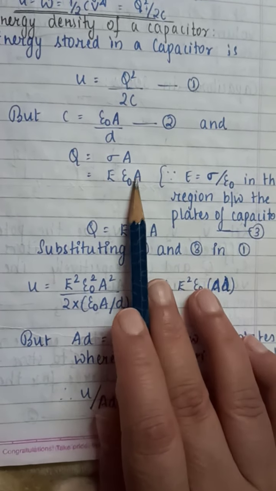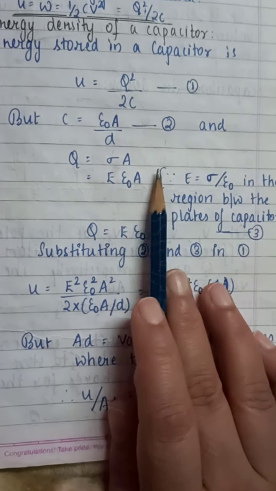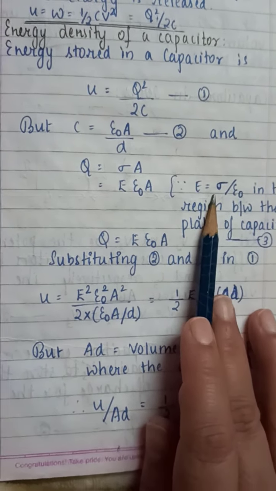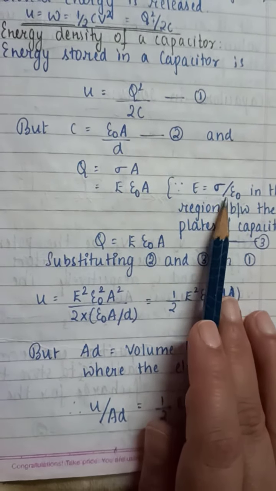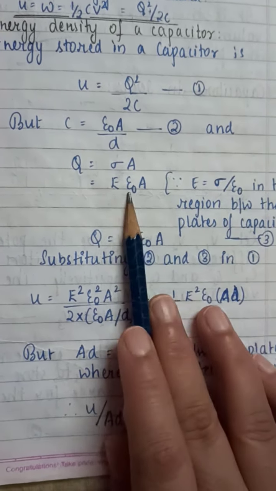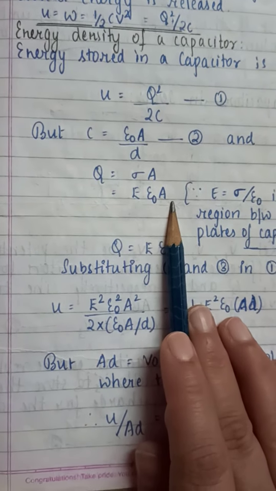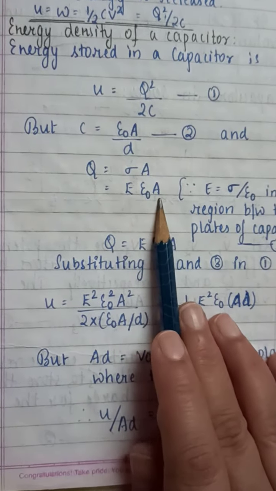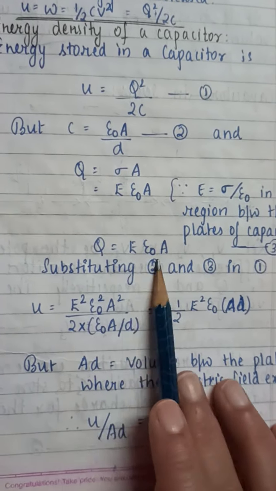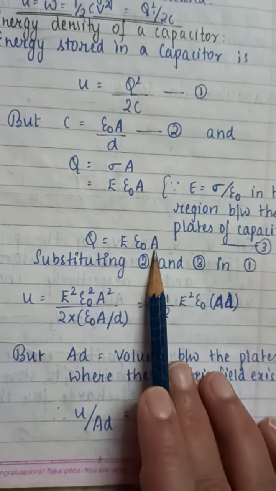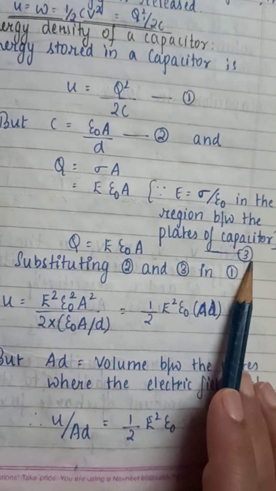Infinite plates, so there this formula will hold: E equals sigma by epsilon naught. From that we get sigma equals E epsilon naught. We put the value of sigma here, so Q equals sigma A, which is E epsilon naught A. Now Q will be equal to E, the electric field, times epsilon naught A. This will be given as third equation.